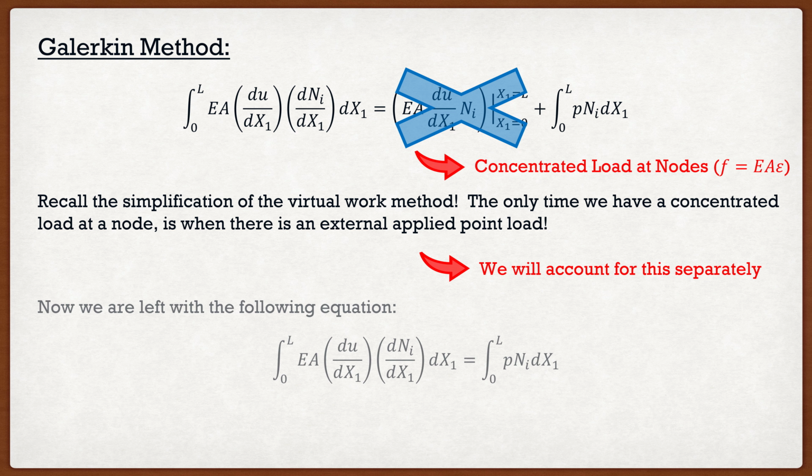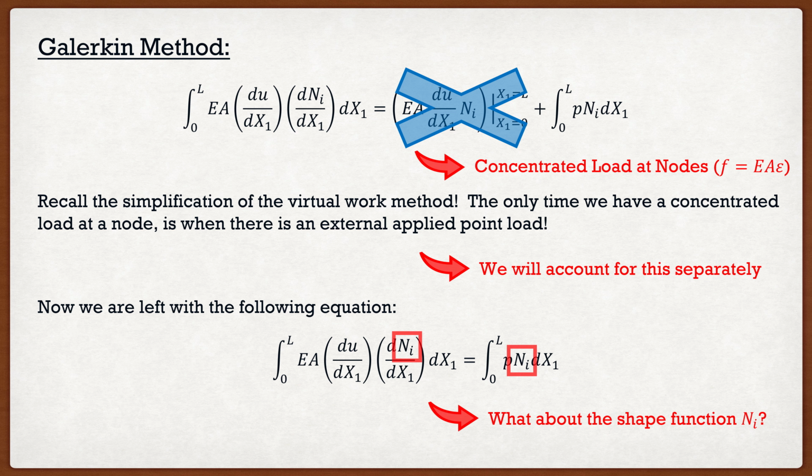Now from this, we get the following equation, where we have the integral over the length of the beam of EA multiplied by the first derivative of our displacement function, multiplied by the derivative of our shape function, is equal to the integral over the length of the beam of our distributed load multiplied by our shape function. So if we look at this, I know what EA is, and L is just the length of the beam. The displacement function, again, no problem, I'm familiar with that. So the only real question we have here is, what exactly is this shape function Ni?